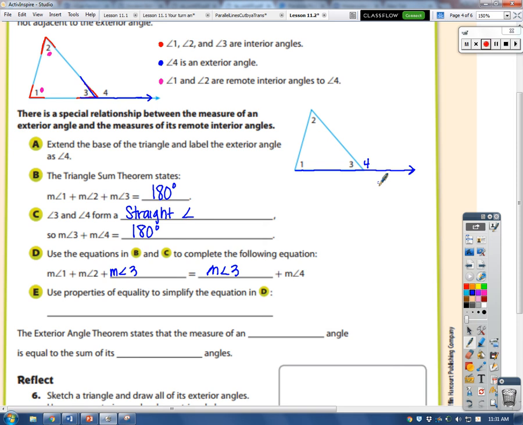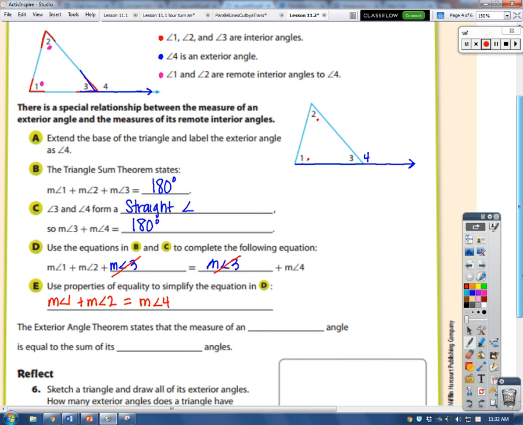So use the properties of equality to simplify the equation in D. How would we simplify that? We could say these both equal 180. The measure of angle 3 does not change, so we can eliminate that, because if we were to write this like an equation, we would subtract from one side and it would cancel out. So then what we end up with is the measure of angle 1 plus the measure of angle 2 equal to the measure of angle 4. If you're visual, that means these two angles combined, 1 and 2, should be the same as the measure of angle 4, because they are both 180 less the measure of angle 3. 1, 2, 3 equals 180, 3 and 4 equals 180, so angle 2 and 1 should be equal to angle 4.